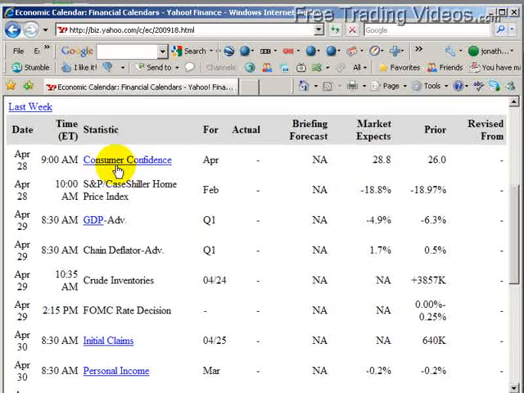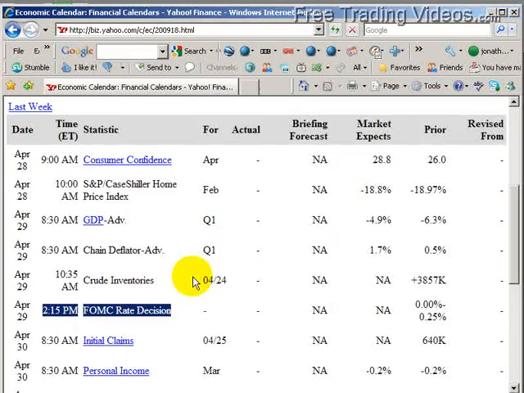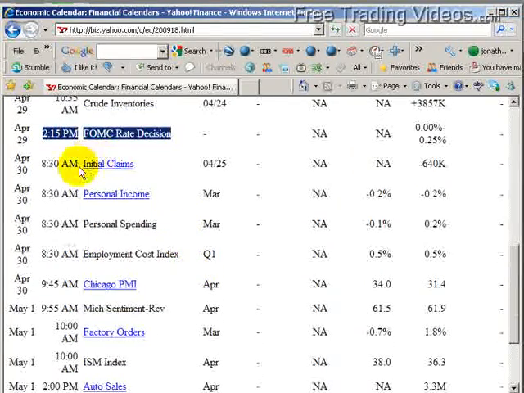So we have consumer confidence. There is nothing on the 27th, which is Monday. The 28th, however, like I said, consumer confidence, S&P Case-Shiller Home price index, and GDP. On the 29th, chain deflator, crude inventories, and then on the 29th also a big one here is the FOMC rate decision. So watch out for that. And then it kind of just goes through initial claims, personal income, so on and so forth.